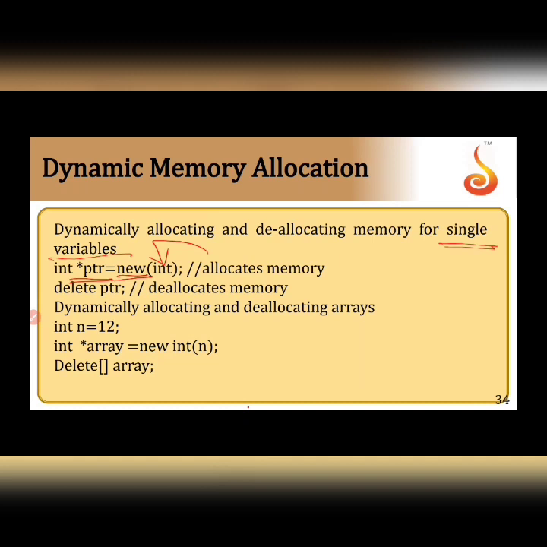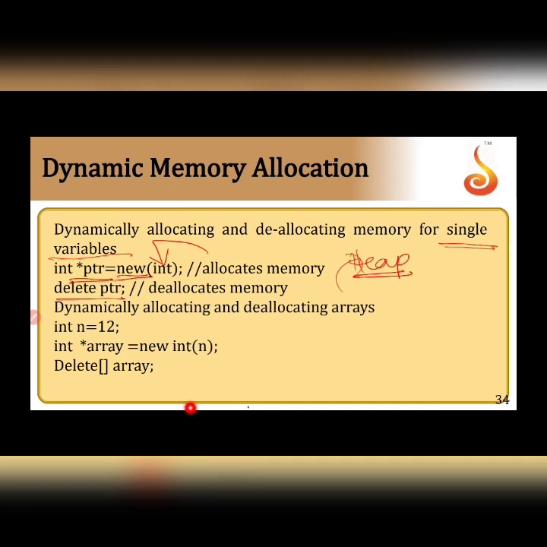So the number of bytes required to store one integer, that is 2 bytes of memory, would be allocated to it during runtime. From where will this be allocated? This will be allocated from the memory location called heap. From the heap, 2 bytes of memory would be allocated to ptr. The same way, when I say delete ptr, then 2 bytes would be put back to the heap so that it can be reused. Normally in constructors I allocate memory and in destructors I deallocate memory.